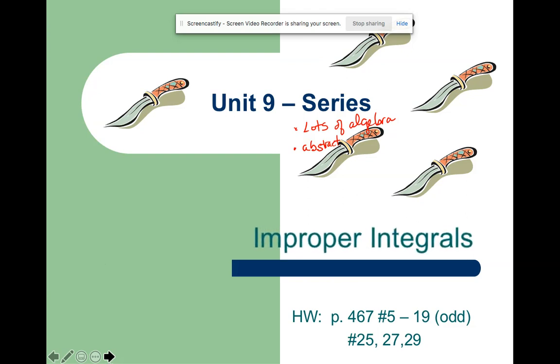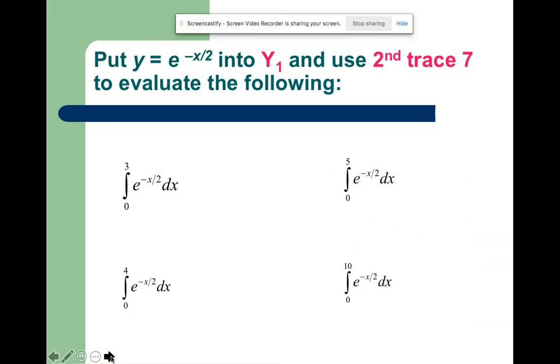Improper integrals is actually not part of the series unit in your book. So when you look at this homework page, you're going to say, why aren't I in the series unit? But we like to put improper integrals at the beginning of the series unit because conceptually it's an abstract concept. And the algebra that you do with improper integrals is going to help you with what we're going to be doing in series. So we're actually not going to start true series for a couple of lessons.